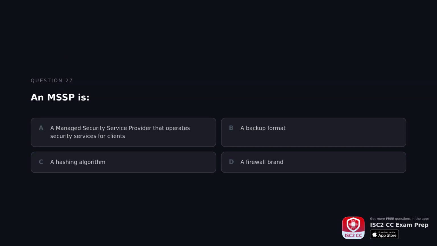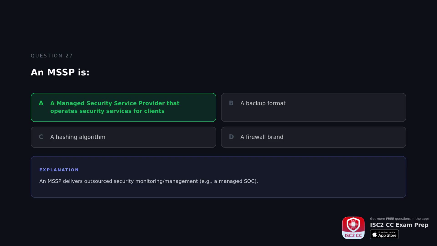An MSSP is: A. A managed security service provider that operates security services for clients. B. A backup format. C. A hashing algorithm. D. A firewall brand. The correct answer is a managed security service provider that operates security services for clients. An MSSP delivers outsourced security monitoring and management, for example, a managed SOC.